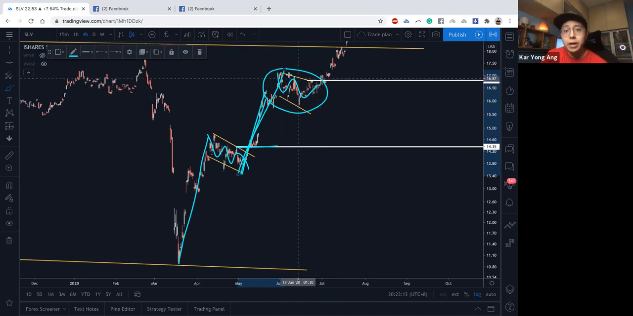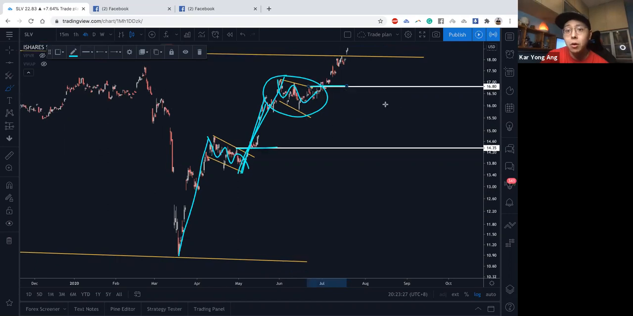And then I saw, okay, this is another time for me to add another position in. And that's where my second trade went in, around $16.80. That's early June or July, right? Late June, early July. So that's about 1 month ago.